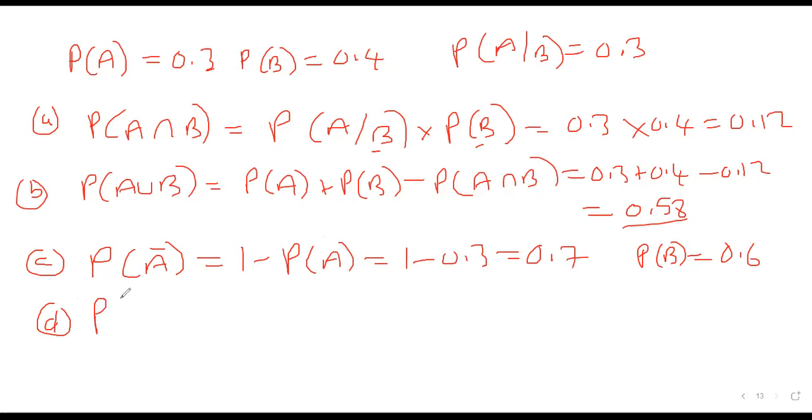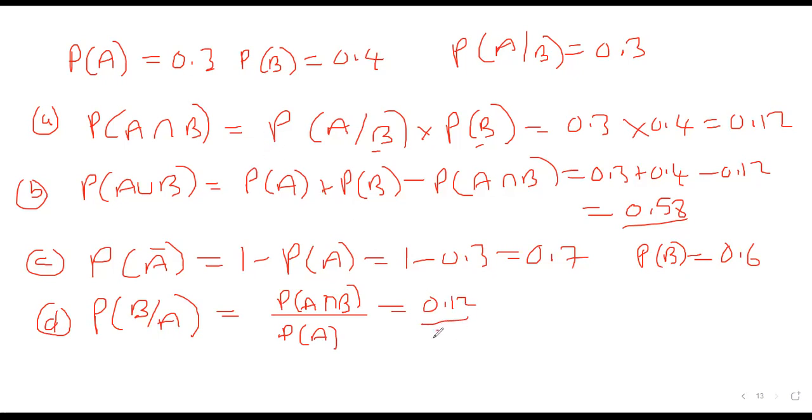Then if they ask you to find the reciprocal, instead of A given B, they ask you to find B given A. Using Bayes' theorem, I said, first take the bottom guy down here, then intersect the two letters, A intersection B, usually starting with the first letter in the alphabet. So our A intersection B we already calculated here, 0.12. And our A has been given as 0.3. When you divide that, we get 0.4.